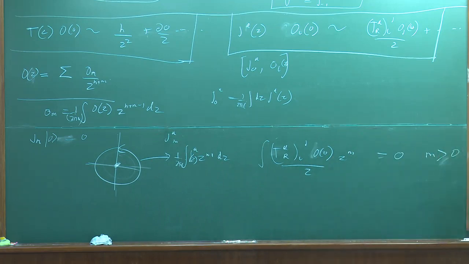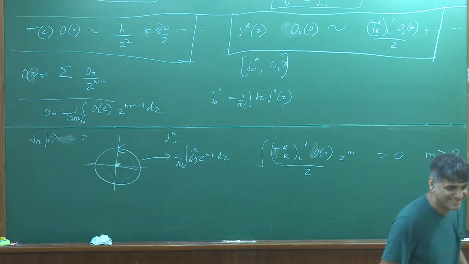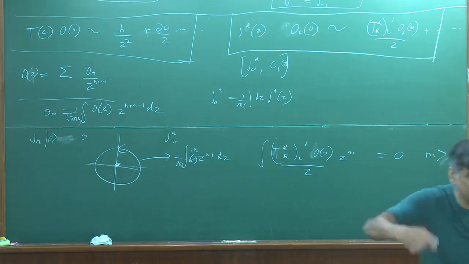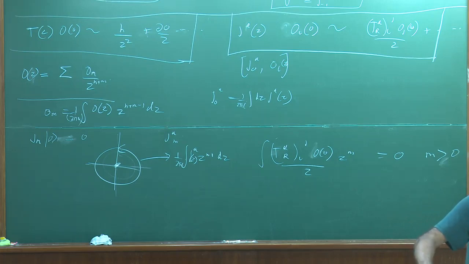Now, JMs with m greater than 0 are negative energy operators, negative dimension operators, right? Because m measures the dimension of the operator. Minus m is a positive energy, like a creation operator. Plus m is a negative energy, like an annihilation operator. And what you see is that these O's are these states that are annihilated by all negative energy JMs.